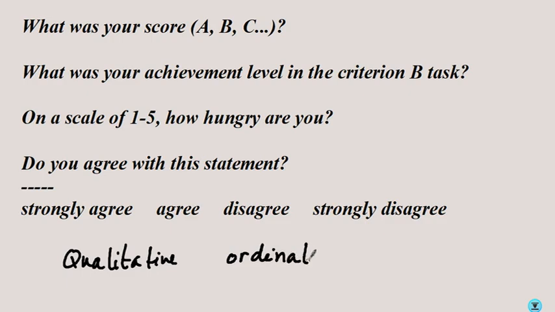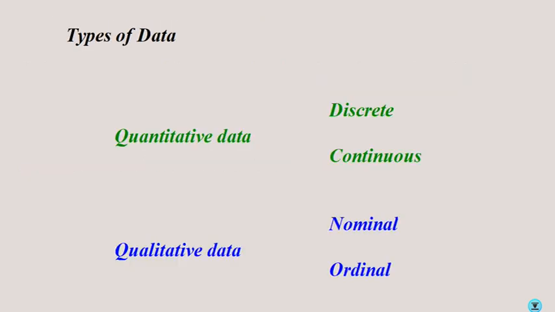So in summary, if we look at the types of data, we have quantitative data that can be either discrete or continuous, and we have qualitative data that can be nominal or ordinal.